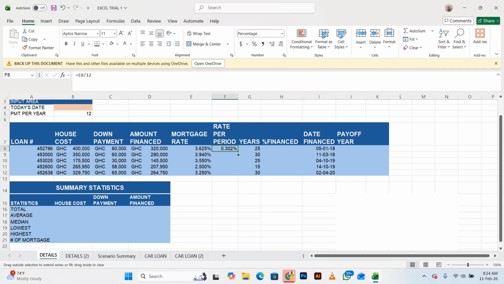So let's say if you drag it here, it will all be the same for you. All will be divided by 12, which gives you the right answer. But that is not the right method, so far as this work is concerned. So you insert this formula, equal to, and then you select E8, which is this one, and then we divide it by the total number of payments, which is in B5. So this is it. Whatever is here will divide what is here, and then you click enter.